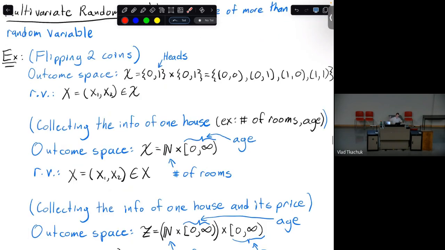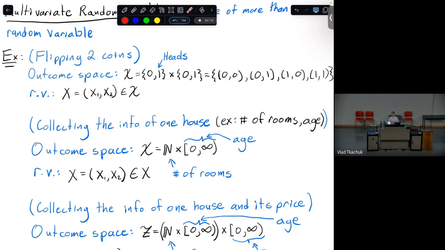You might be thinking about the case of collecting the info of exactly one house, and you care about, let's say, the number of rooms and the age. So now you'd have a random variable. Again, you use x. It has two components, a tuple of two, and here you would call these the features. So the first feature is the number of rooms. That's a random variable. The second feature is the age of the house.